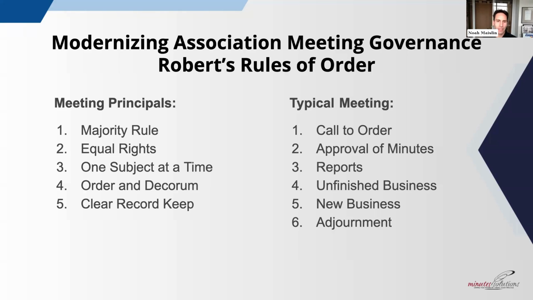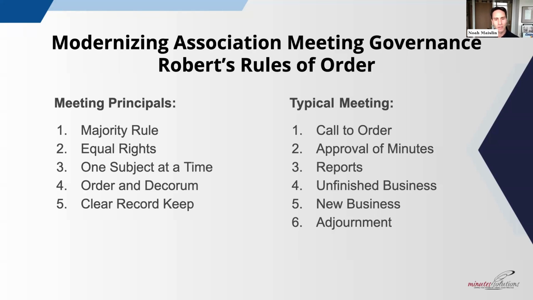Although Henry Martin died in 1923, as you saw on the last slide, there have been 12 editions of his book, with the latest version being released in 2020. Each edition has introduced updates and clarifications to adapt to modern meeting practices while maintaining the core principles of structured and democratic decision-making. As you can see here on the screen, the 5 key principles of Robert's Rules are majority rule, equal rights, one subject at a time, order and decorum, and clear record keeping.